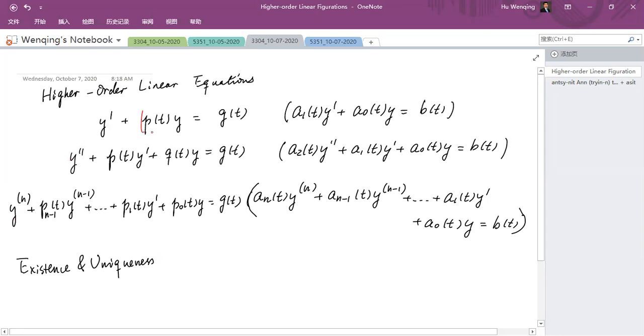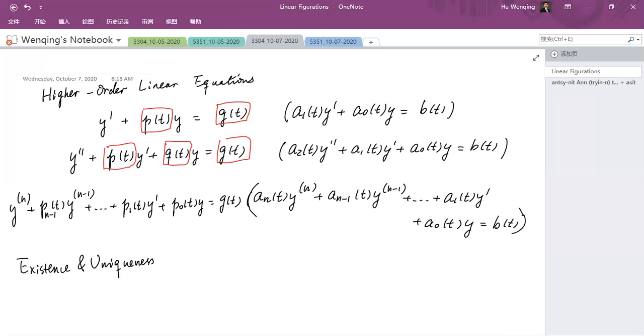In that case, you're just going to look at the coefficients that are left, for example p, q, and g. If they are all continuous, then I'm going to have existence and uniqueness. So that's the theorem that we've been talking about before. For example, here, if p, q, and g are all continuous functions, then you're going to have the existence and uniqueness of your solution.